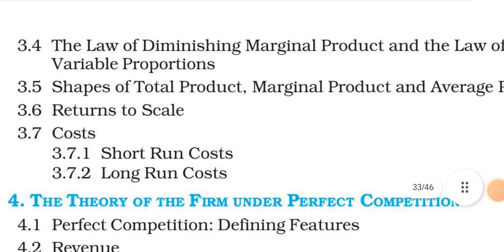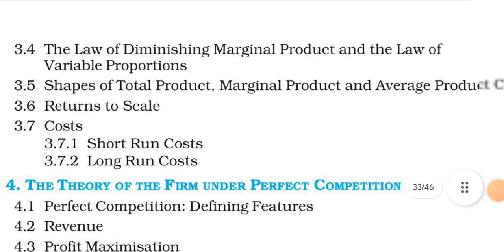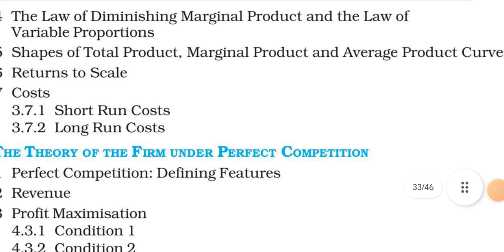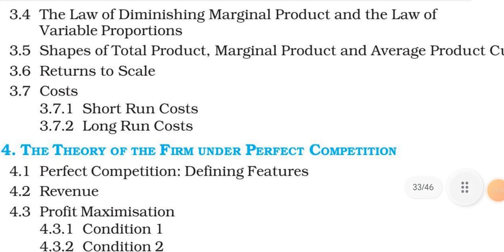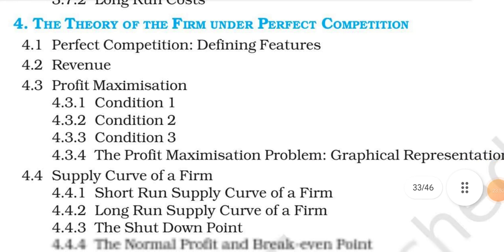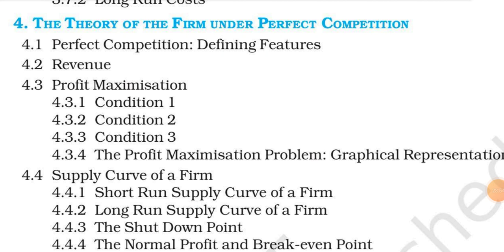3.4 The law of diminishing marginal product and the law of variable proportions. 3.5 Shapes of total product, marginal product and average product curves. 3.6 Returns to scale. 3.7 Costs. 3.7.1 Short run costs. 3.7.2 Long run costs. 4. The theory of the firm under perfect competition.